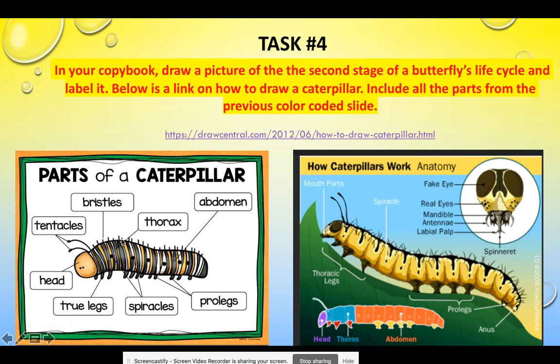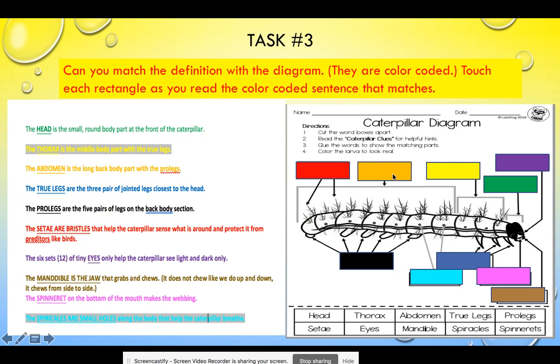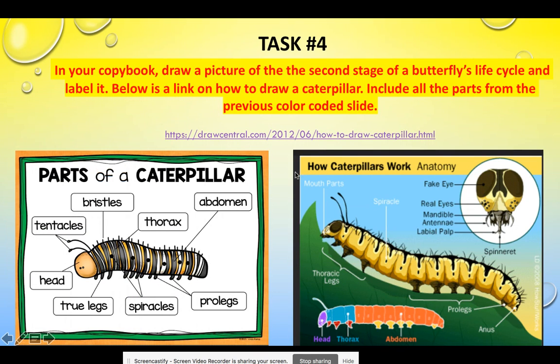All right, here's the parts of it now. This is all put together. In your copybook, draw a picture of the 2nd stage of the butterfly's life cycle and label it. Below is a link on how to draw a caterpillar. Include all the parts from the previous color-coded slide. So if you go back, I want you to make sure you tell me all these parts, okay?